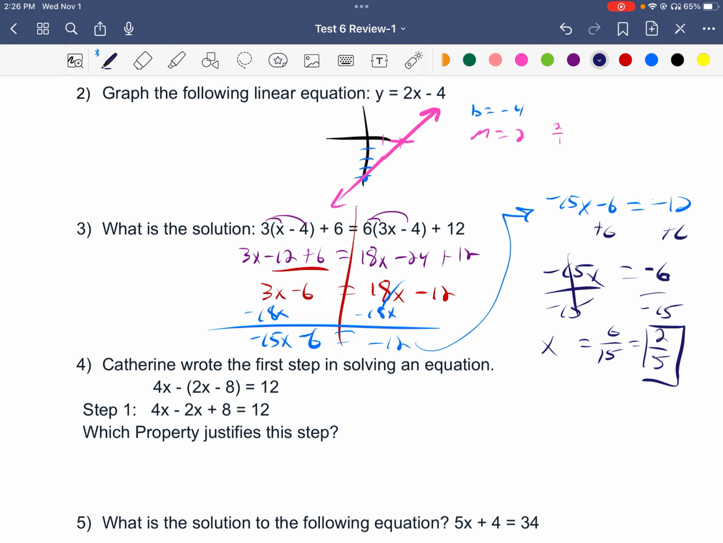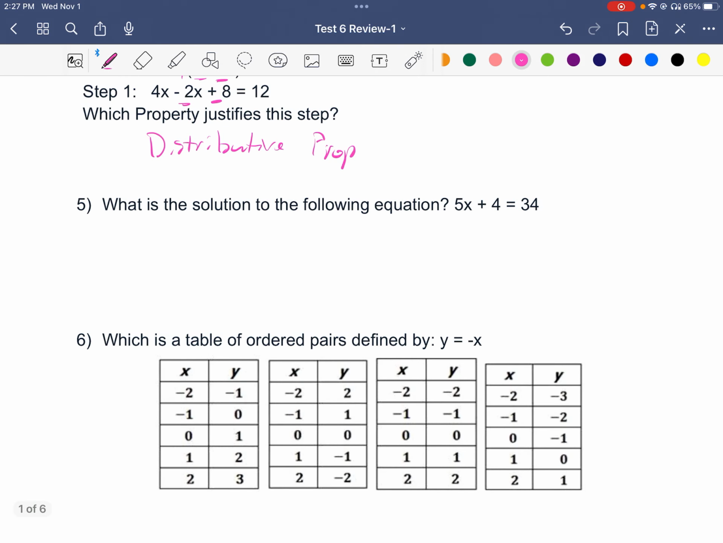Number 4. Catherine wrote the first step in solving that equation. Which property justifies this step? If we look here, the 2x is now -2x. The -8 is now +8. It's because she distributed that -1. So that is the distributive property. Number 5, what is the solution to the following equation? We'll do -4, get 5x equals 30, divide by 5, and get x equals 6.